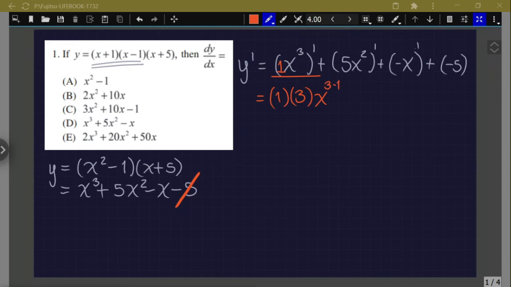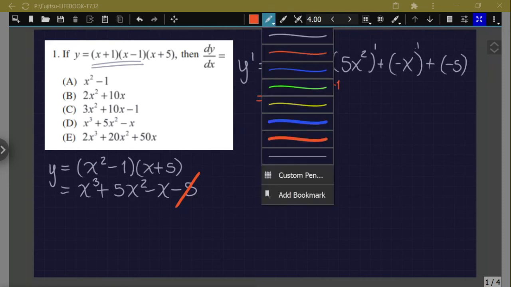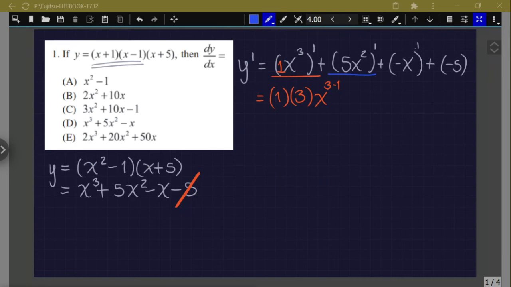Then the second term is going to be this one here, and we are going to assume that it's going to be positive, because both the coefficient and the exponent are positive. So plus the coefficient 5 times the exponent 2 times x to the 2 minus 1.